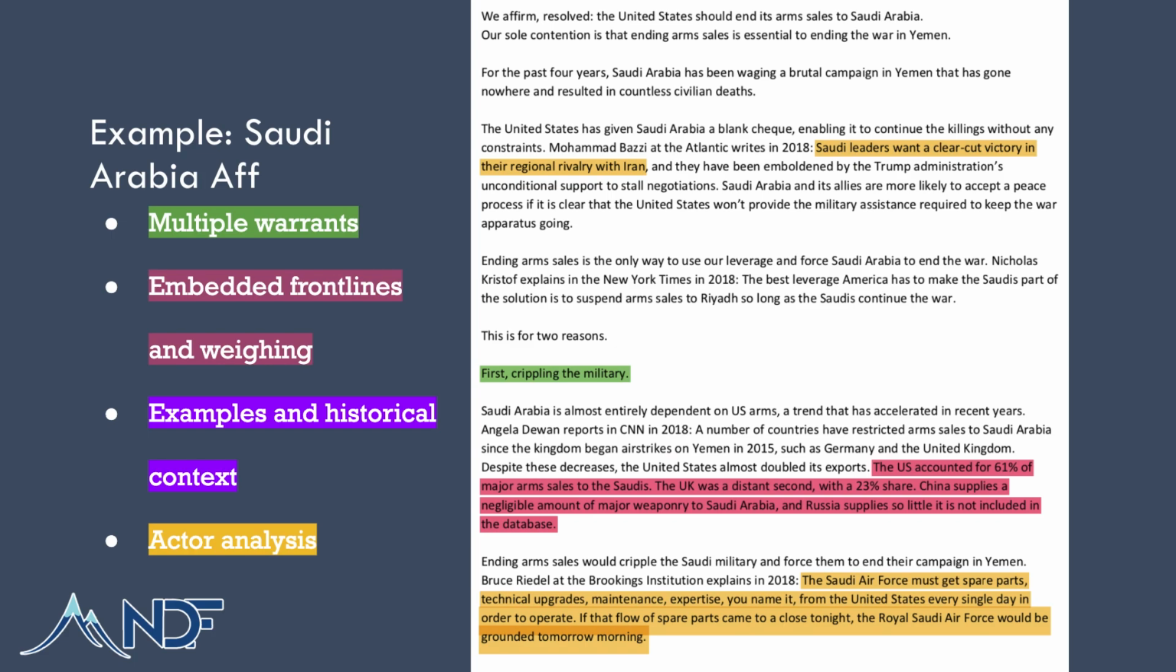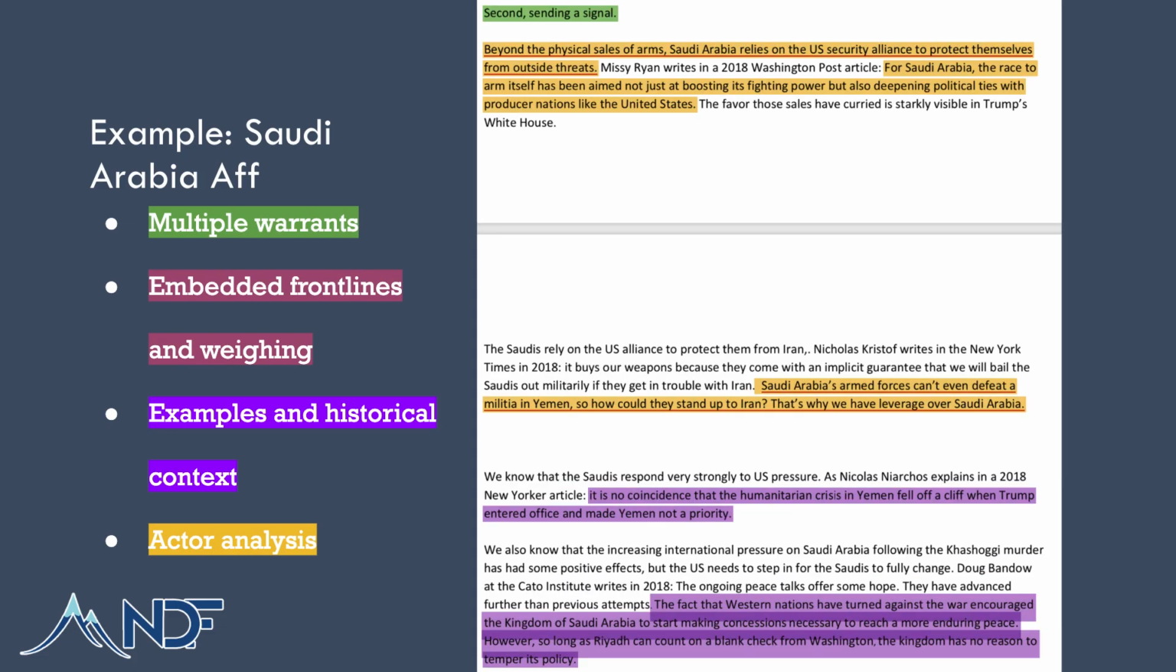Okay, we talked about crippling the military. We talked about the embedded front line against Russia. We talked about capacity. Cool. Anything else? And then we talked about the example of it getting worse when Trump came in, and getting better after the Khashoggi murder when Western nations in Europe started pressuring them. One more thing is that this serves as both active analysis and weighing. Because on this topic, remember, there was just one impact. It was the Yemeni war. So it was just which team solves better for that impact. And I consider this an embedded frontline and embedded weighing.